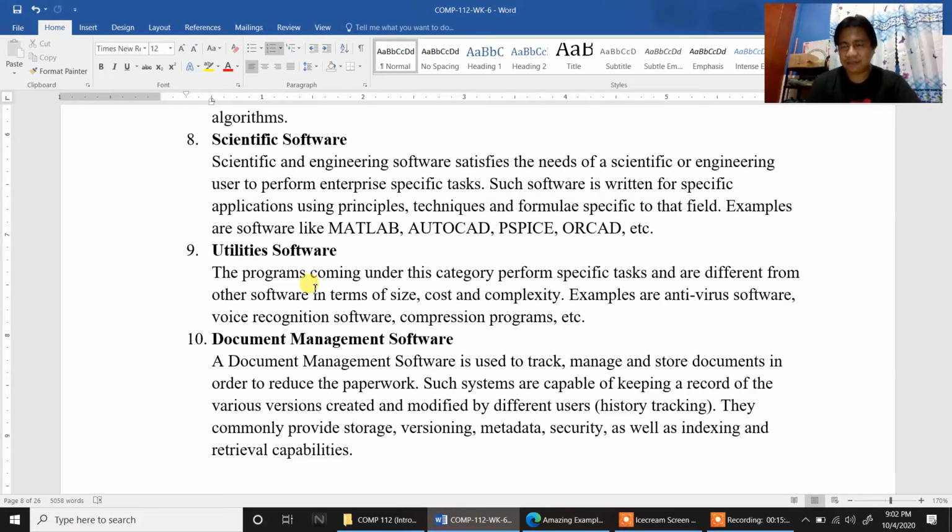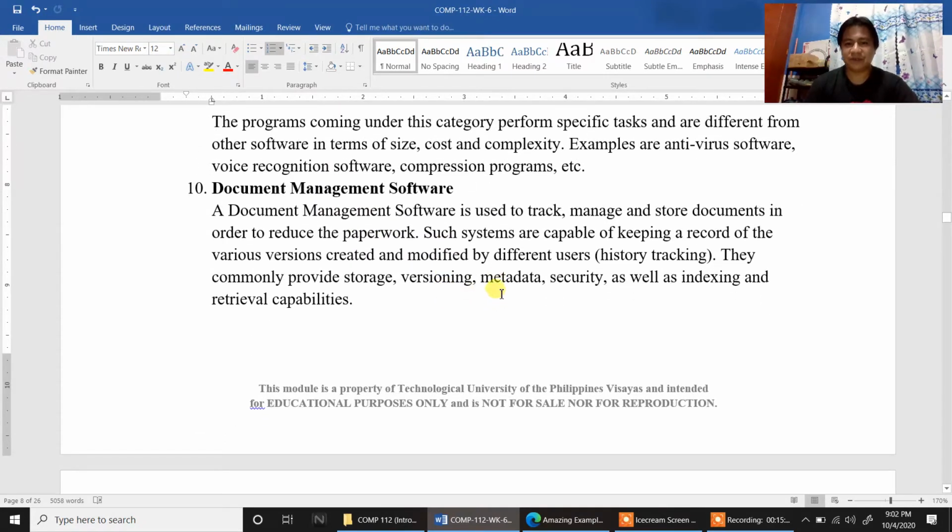But other users prefer another kind of utility software, such as antivirus like Avast, Kaspersky, and others. So it depends on the user what they want to install. So that's utility software.